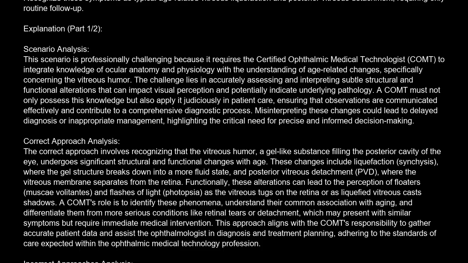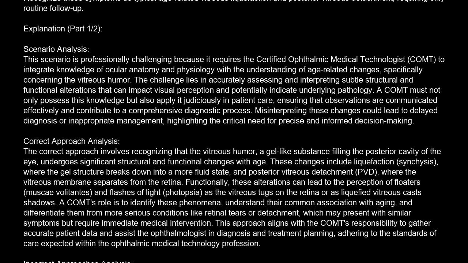The correct approach involves recognizing that the vitreous humor, a gel-like substance filling the posterior cavity of the eye, undergoes significant structural and functional changes with age. These changes include liquefaction, synchysis, where the gel structure breaks down into a more fluid state, and posterior vitreous detachment, PVD, where the vitreous membrane separates from the retina. Functionally, these alterations can lead to the perception of floaters, muscae volitantes, and flashes of light, photopsia, as the vitreous tugs on the retina or as liquefied vitreous casts shadows.